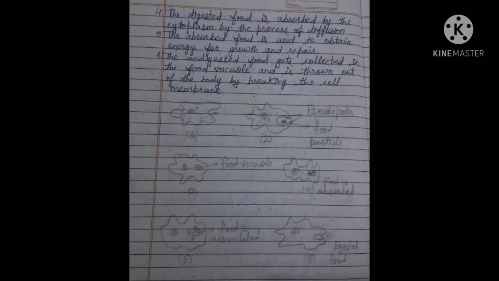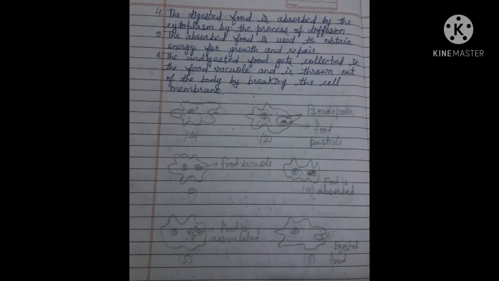And now the absorbed food is used to obtain energy for growth and repair. And then the undigested food gets collected in the food vacuole and is thrown out of the body by breaking the cell membrane. The undigested food reaches the cell membrane. Here the cell membrane ruptures and it removes the undigested food.